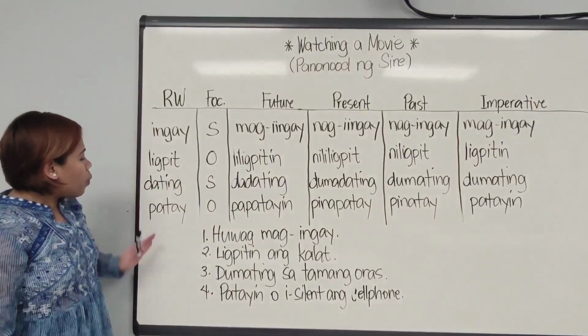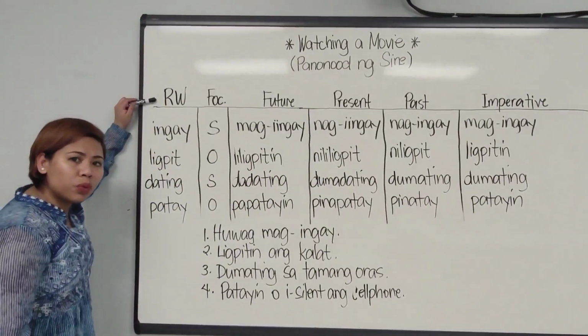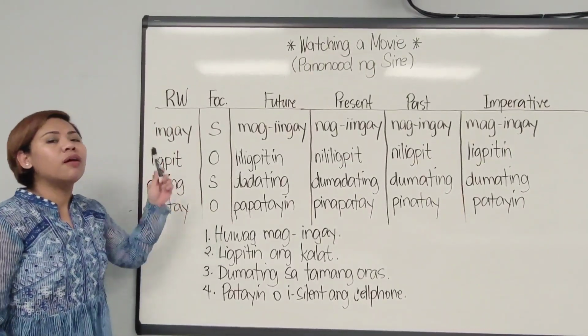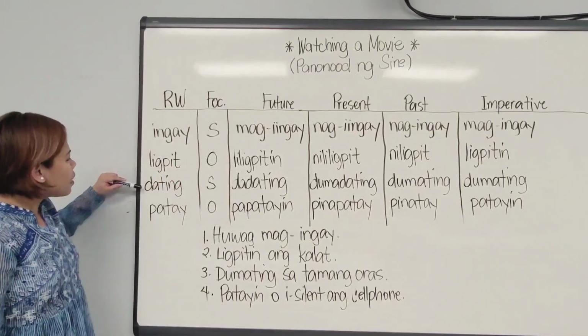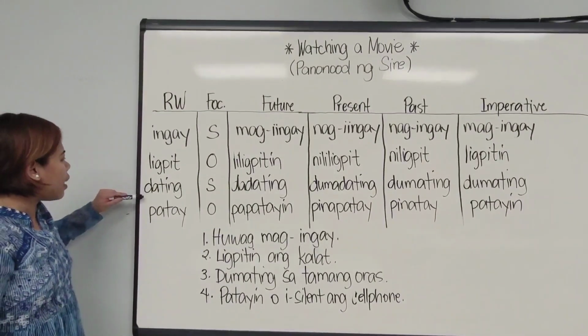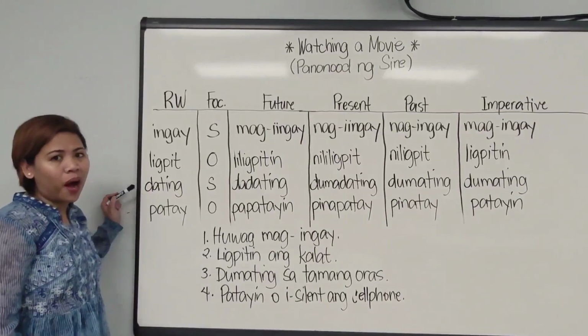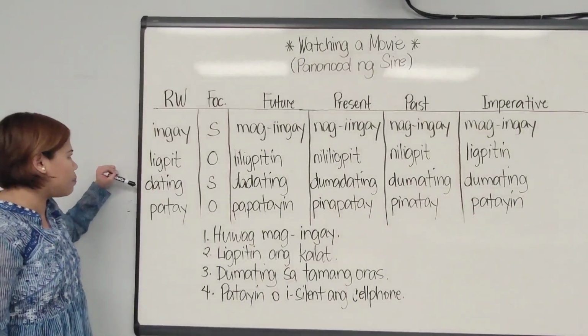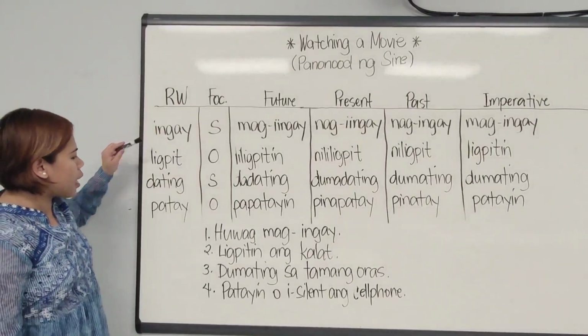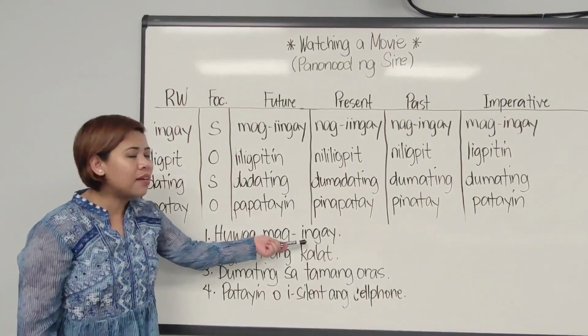So I did not put root verb here. Usually in my tables you will see RV. That's for root verb. However, ingay and dating are nouns. So I cannot say root verb because they are not verbs. So root word, we'll call it root word. The first one is ingay. So it says here, huwag mag-ingay.